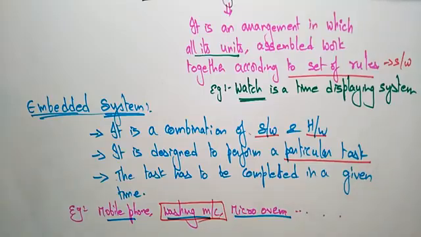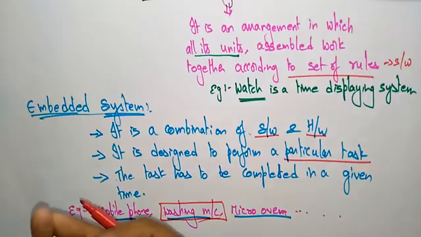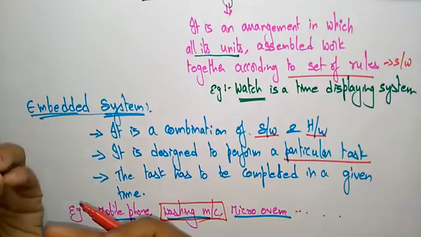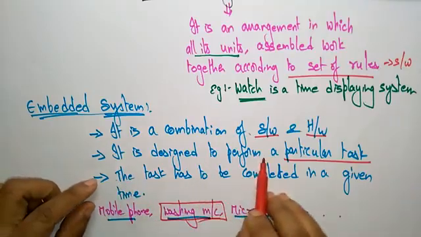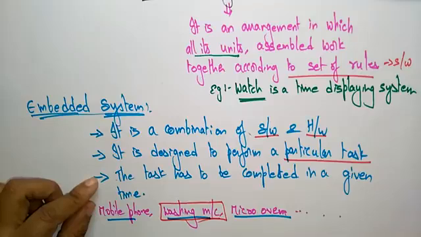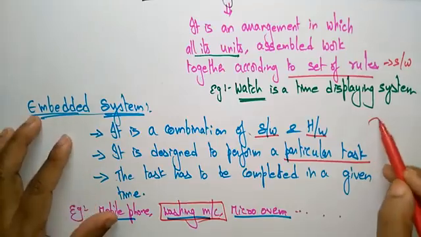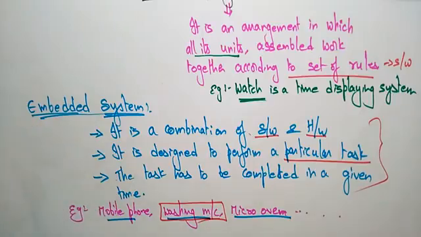So if you take just an example of the micro oven, this oven is also working. It consists of a set of hardware components installed with software, and it is designed to perform only a particular task, that is cooking, and the task has to be completed in a given time. So that you call an embedded system. So don't be confused. Whenever they ask about embedded system, you have to say an embedded system is a combination of software and hardware, and it is designed to perform only a particular task.